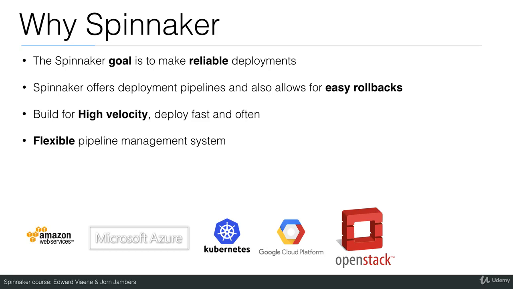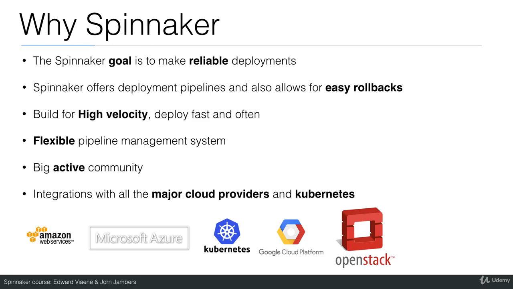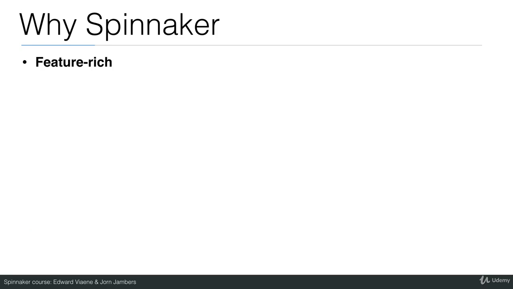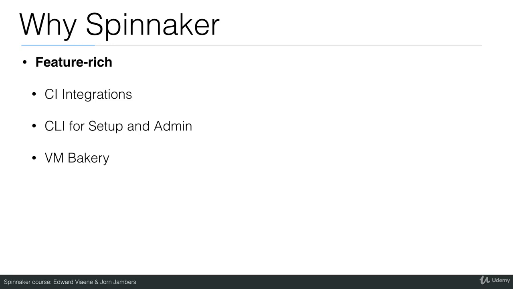It has a flexible pipeline management system, and it has a very big active community. It integrates with all the major cloud providers and Kubernetes, like Amazon Web Services, Microsoft Azure, Kubernetes, Google Cloud Platform, and OpenStack. It's very feature-rich, so it has CI integrations with Jenkins, CircleCI, whatever more. It has a command line interface for setup and administration. It has a VM bakery.